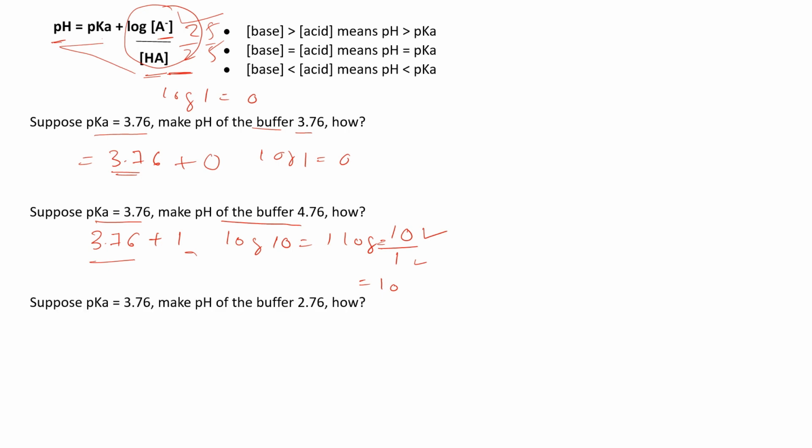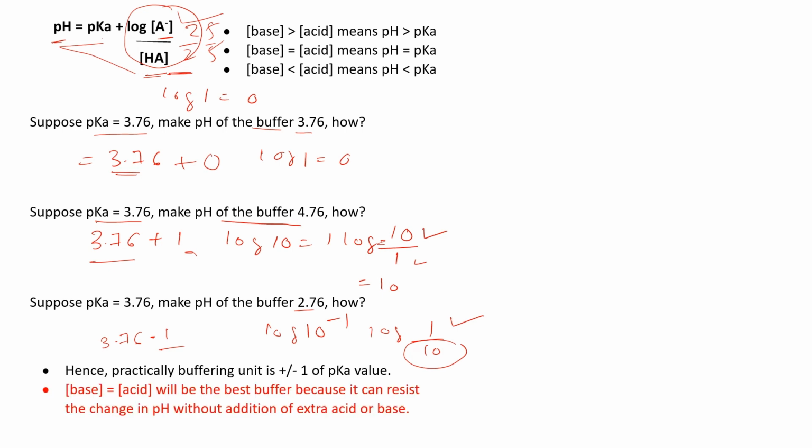You have pKa 3.76. You want pH of the buffer 2.76. So that means 3.76 minus 1 will give you 2.76. You have to minus 1. Then only you will get 2.76. Now, how will you get minus 1? So log 10 to the power minus 1 is minus 1. Log 10 to the power minus 1 means log 1 upon 10. So that means the concentration of acid should be now 10 times more than the concentration of conjugate base. Then only you will get pH less than pKa.